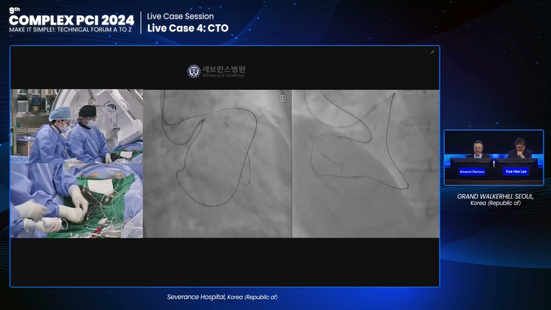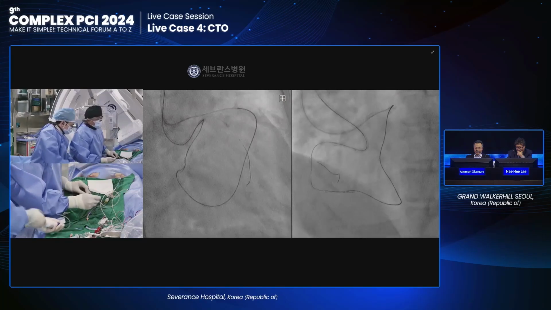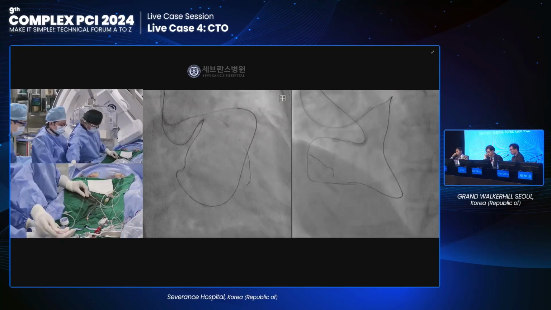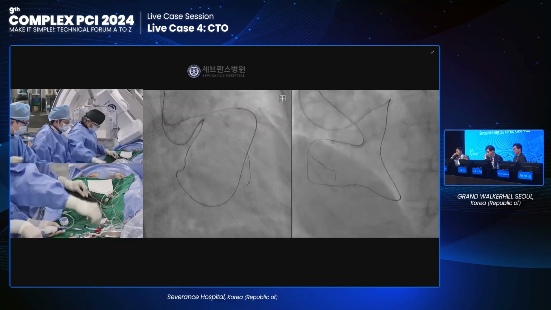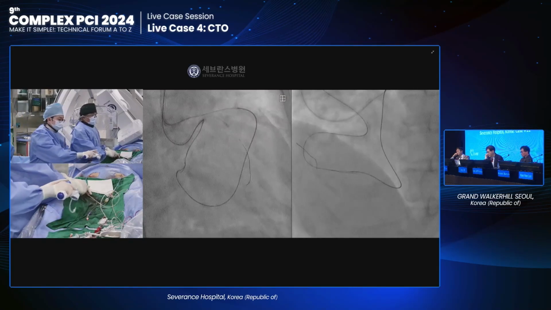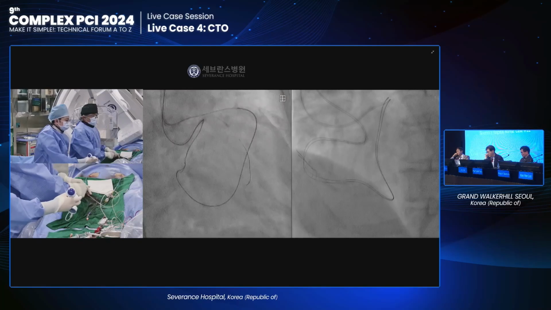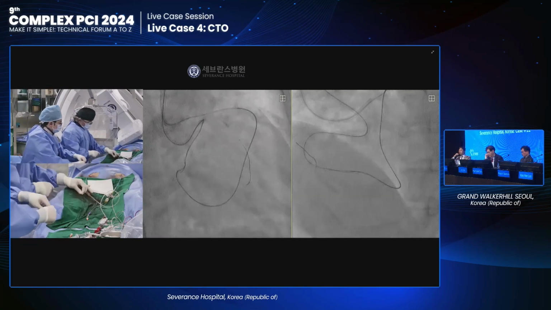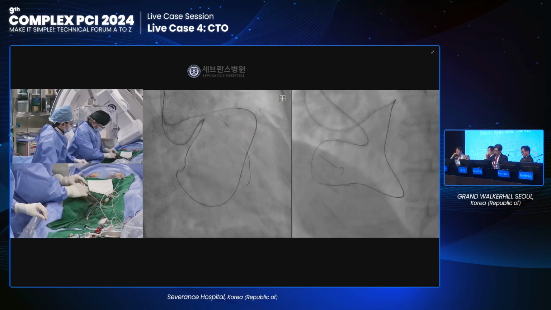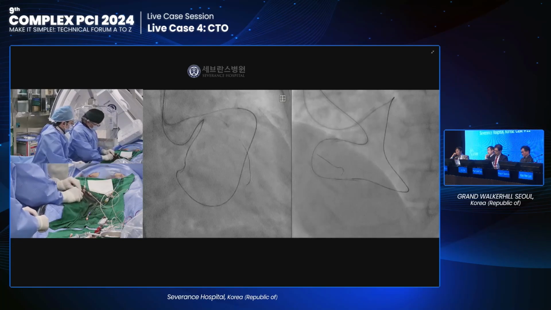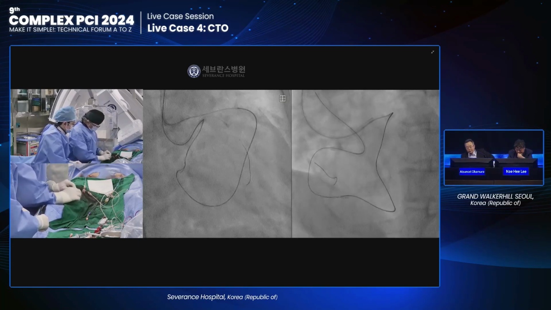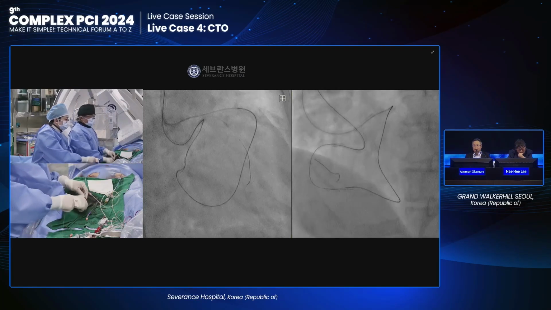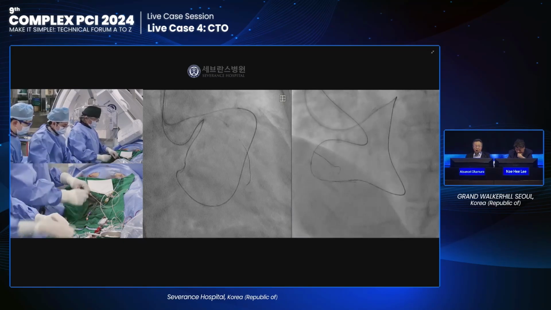Just for saving the balloon, I first use this relay balloon again.